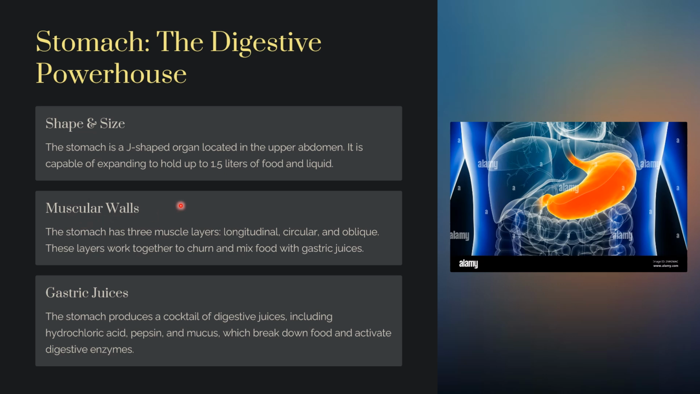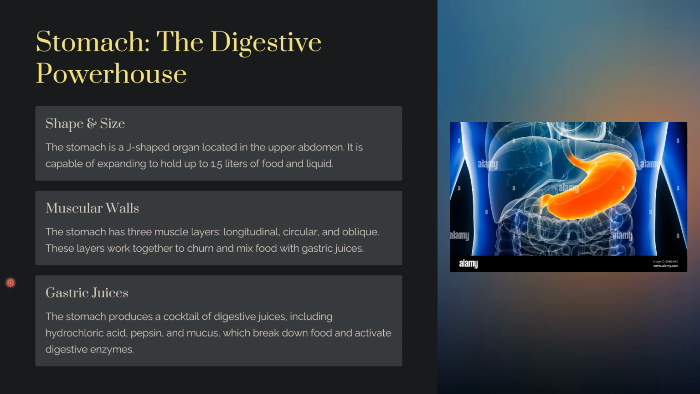Okay. Muscular walls we'll see now. The stomach has three muscle layers: longitudinal, circular and oblique. You can see the diagram of the stomach over here. These layers work together to churn and mix food with gastric juices. So the muscular wall has three layers: longitudinal, circular and oblique, which work together to churn and mix the food with the gastric juices.